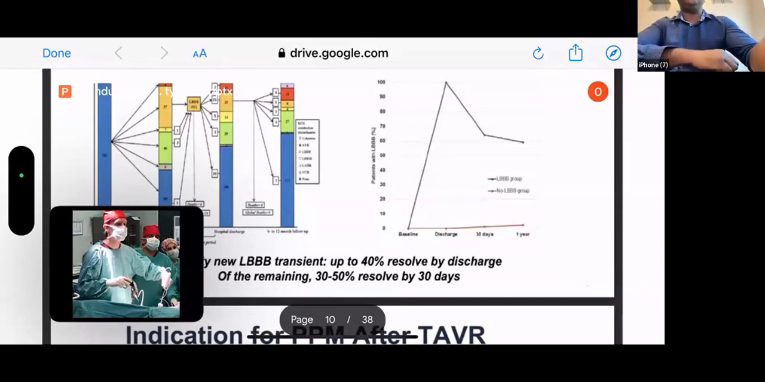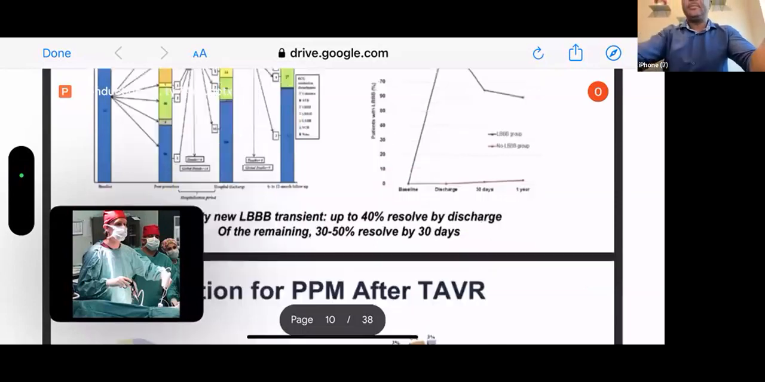And we know that left bundle branch block can also be stable and asymptomatic and not need a permanent pacemaker placement. But like I said, if a patient already had a pre-existing right bundle branch block and then now develops a new left bundle branch block that is persistent, then those patients will definitely need a permanent pacemaker.